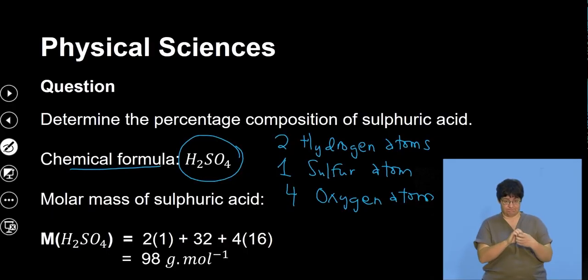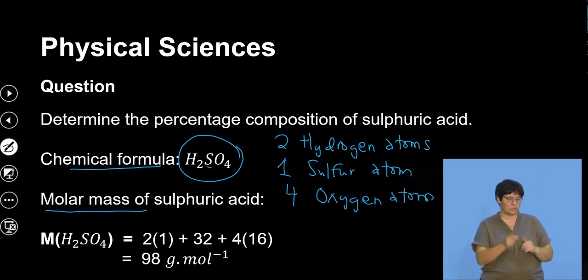The other thing that is very, very important is the molar mass of that substance. And the molar mass is also derived from the chemical formula. So when we say 2 multiplied by 1, we are saying the atomic mass of hydrogen is 1, but there are 2 of them, hence we multiply by 2.